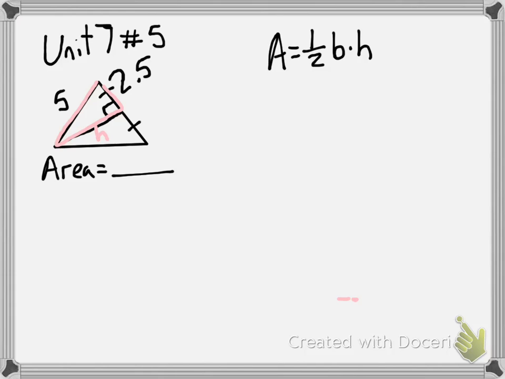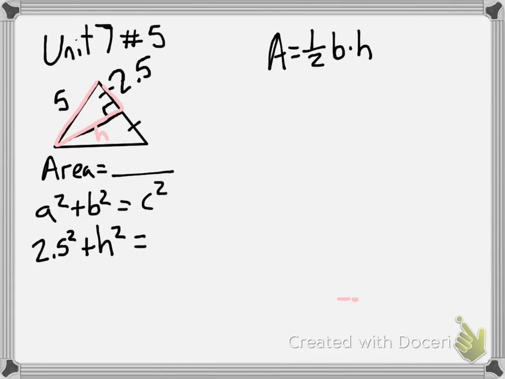So, when you see a right triangle and you have two sides, you should be thinking, on we go with the Pythagorean theorem. So much fun. The Pythagorean theorem says a squared plus b squared equals c squared, where c is the hypotenuse. In this example, the 5 is across from the 90, so we know that the 5 is the hypotenuse. So we'll do 2.5 squared plus, we'll call it h since h is the height, squared equals 5 squared.